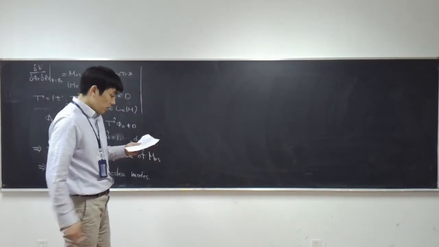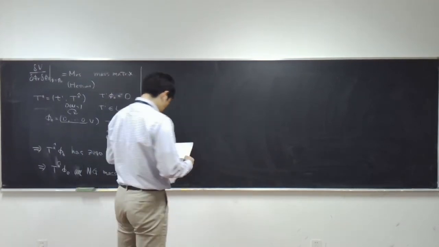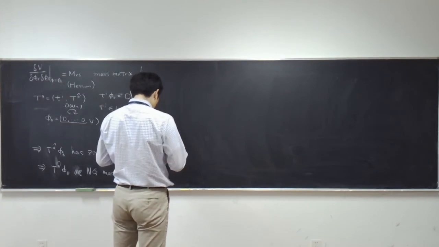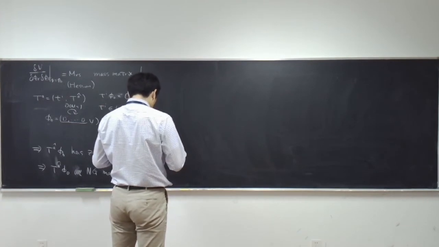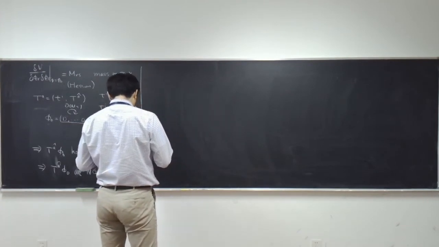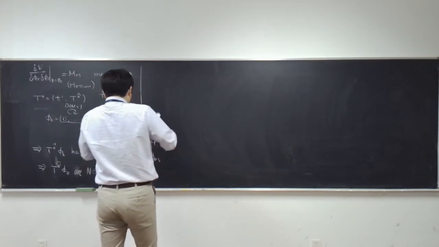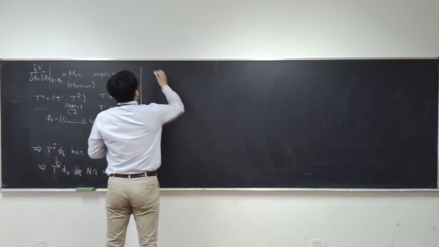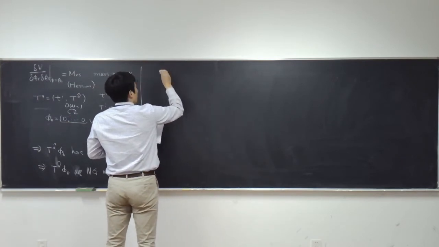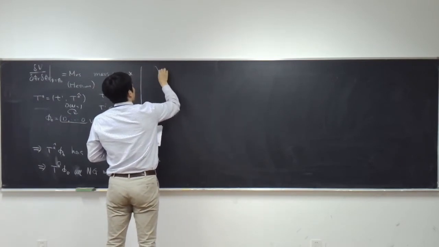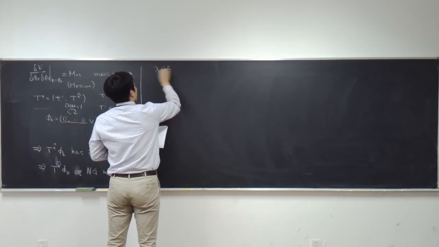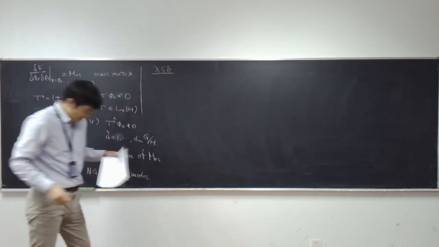Then I'm going to talk about the so-called chiral symmetry breaking. So let's consider the following Lagrangian. People often write down chiral symmetry breaking like this one.